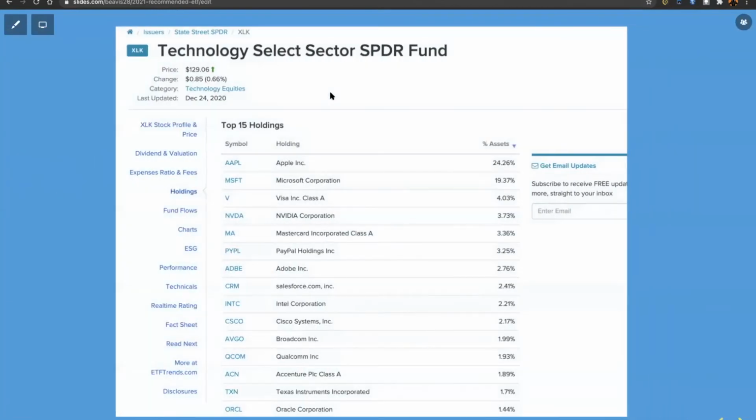Ranking number 8. This is SPDR, which is a technology sector. So they also consist of the technology sector: Apple, Microsoft, Visa, Nvidia, MasterCard, PayPal, Adobe, Salesforce, Intel, Cisco. All of these, mainly Apple and Microsoft. So 25% is Apple and then 20% is Microsoft.